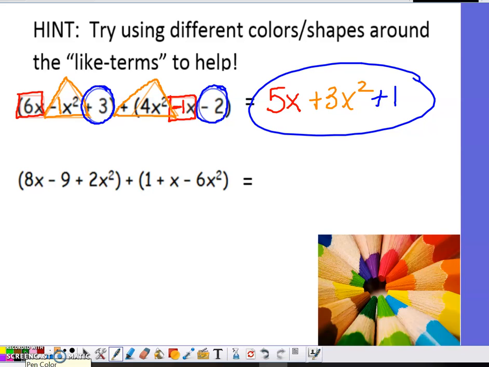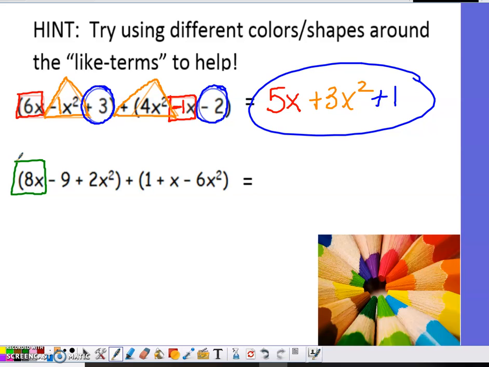All right, let's do another one together. We're going to do a few more, and then I'll let you try some on your own. So on this particular problem, again, we want to combine like terms. I like to look at the first term I come across. So I'm just going to start with a square around 8x. Again, I just use shapes so I can determine what things are like terms and I can group them.